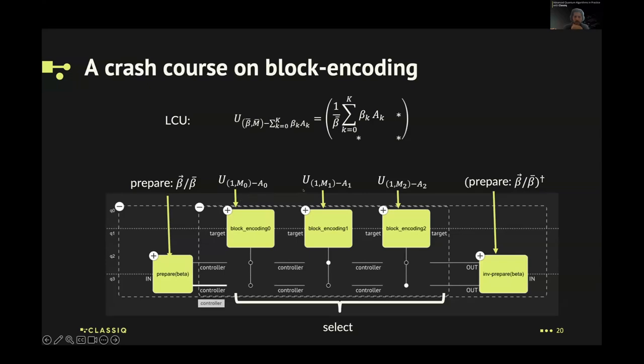This is typically how it looks. Let's say I have A0, A1, and A2, and I know how to block encode them. So this is the block encoding of A0, and this is of A2. Typically what you do is the prepare and select. You are preparing amplitudes with beta. So beta over beta bar is a normalized vector. You prepare the betas, then you do the select. You select the first unitary controlled on the prepare variable being 0, then the second if it is 1, and the third if this variable is equal to 2, and then you do the inverse preparation. So this is the LCU, this is how you can encode a weighted sum.